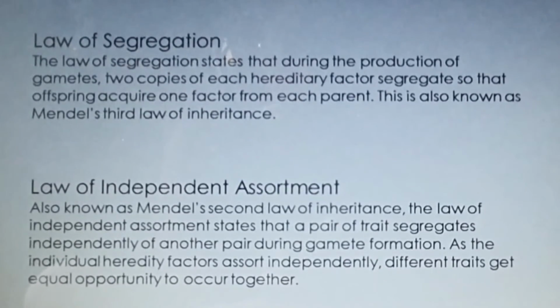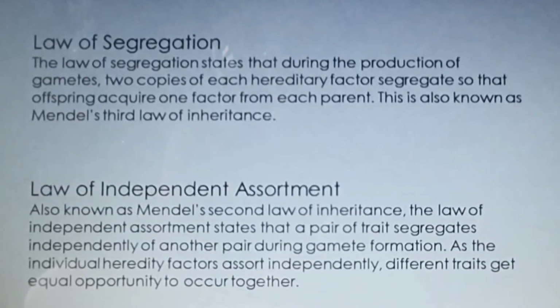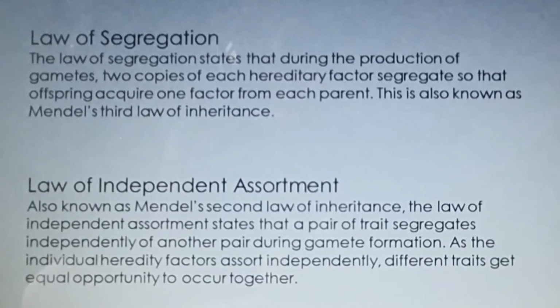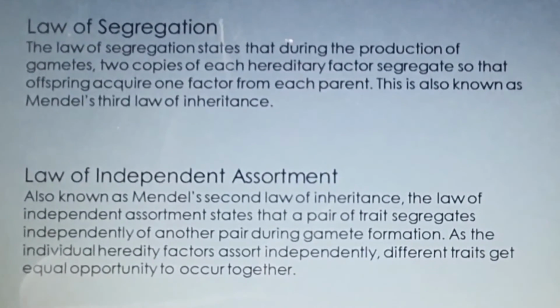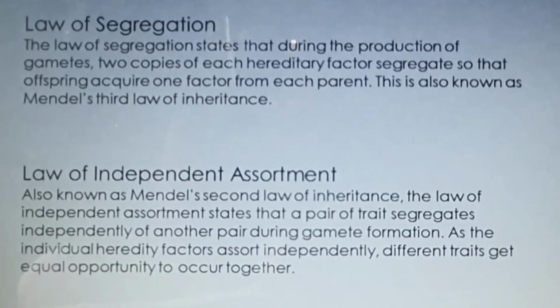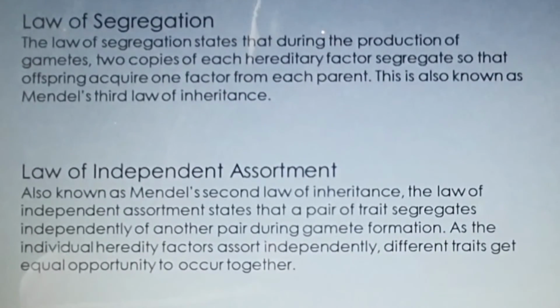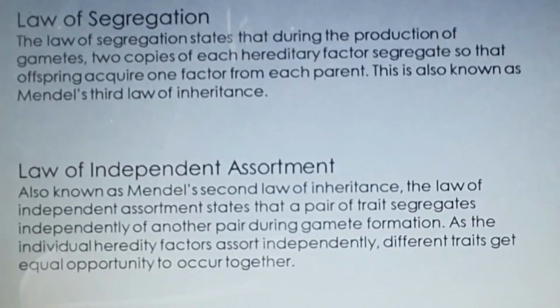Okay, so this is what the law of segregation is all about. It states that during the production of gametes, the two copies of each hereditary factor segregate so that offspring acquire one factor from each parent. This is known as Mendel's third law of inheritance. Means from the parental combination, one gene comes in zygote formation from the female parent and one comes from the male parent. This is how both the parental combinations occur in the child, and this is called the law of segregation.